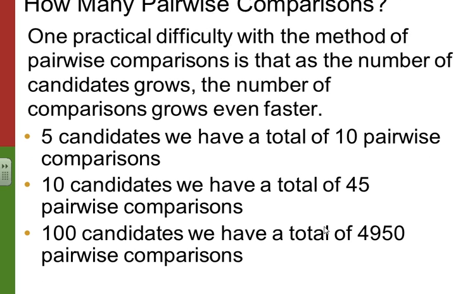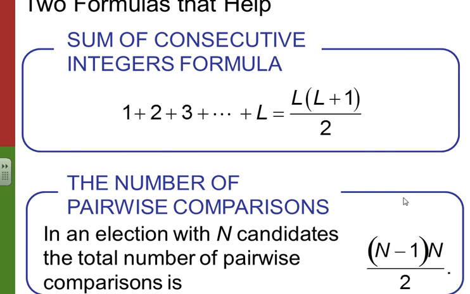How many pairwise comparisons can we have? With 5 candidates, we can have 10. With 10 candidates, 45. With 100 candidates, we can have 4,950 pairwise comparisons. When was the last time you did 4,950 things and didn't make a mistake? Yeah, exactly. So there's plenty of room for error here. We have 2 formulas, so we know how many pairwise comparisons there are. Isn't that great? Just what I needed to know.